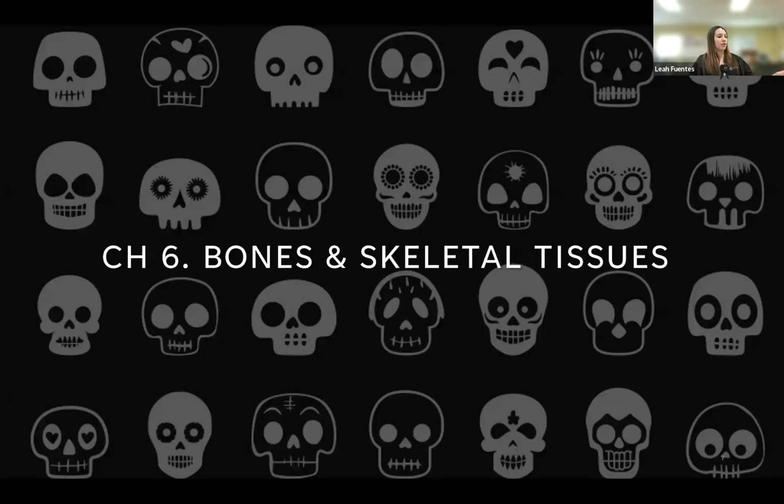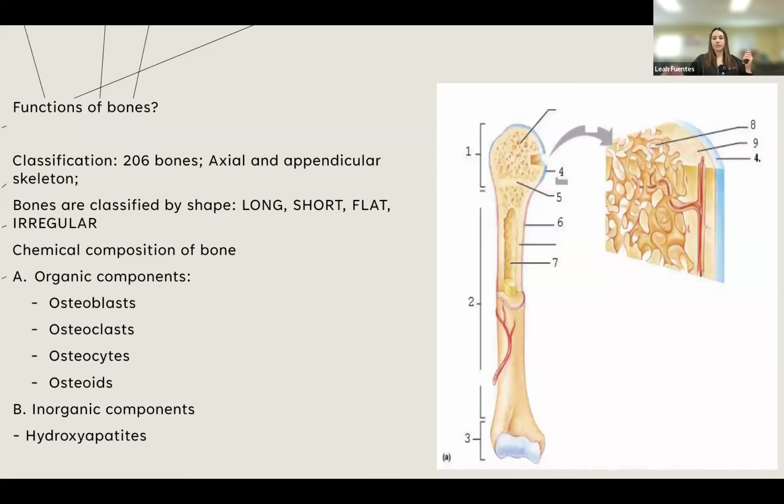That was it for integumentary. And now chapter 6 is bones and skeletal tissues. Okay. So in your own words, what is the function of bones? Just throw them at me. Support. Protect. Yeah, what are they protecting? Organs, yep.